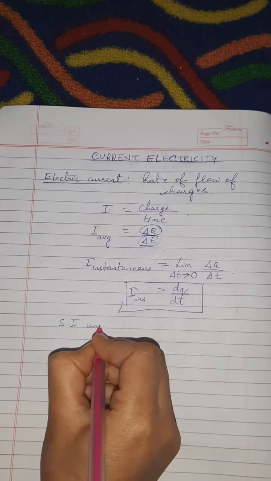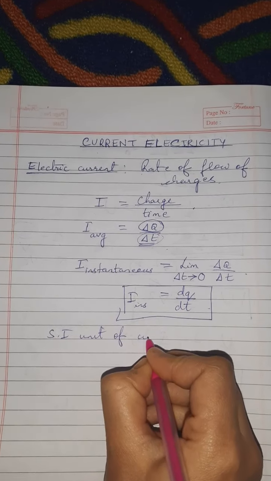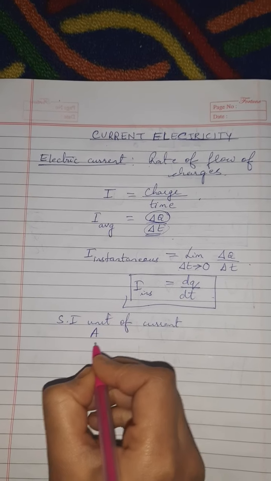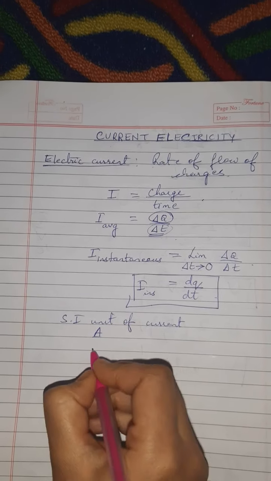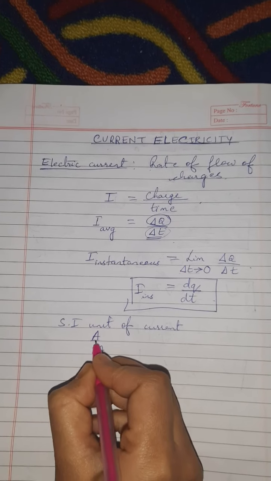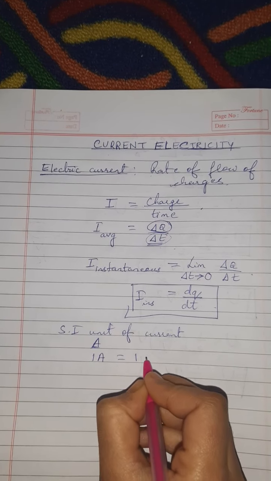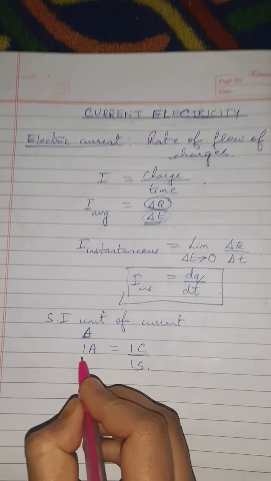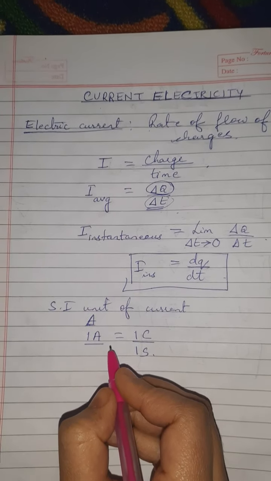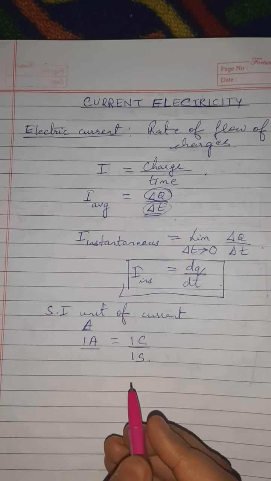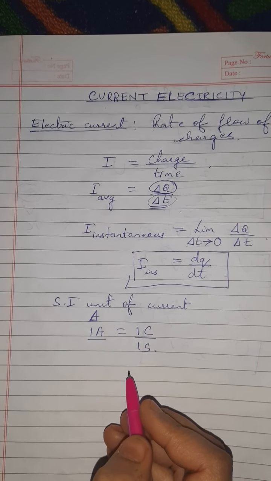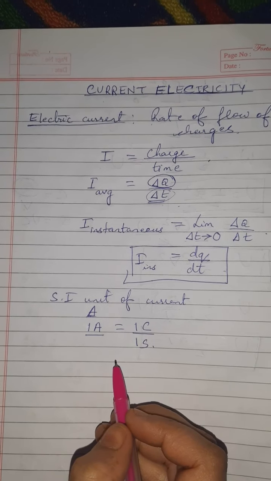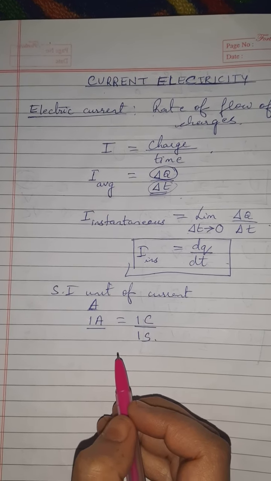Proceeding to the SI unit of current, it is ampere denoted by the letter A, where 1 ampere is equal to 1 coulomb per 1 second. So if you want to define how much is 1 ampere, it is defined as if 1 coulomb charge flows through the cross section of a conductor in 1 second, then the current passing through the conductor is 1 ampere.